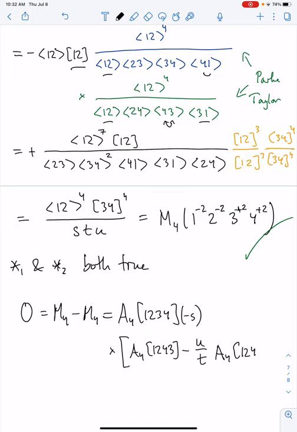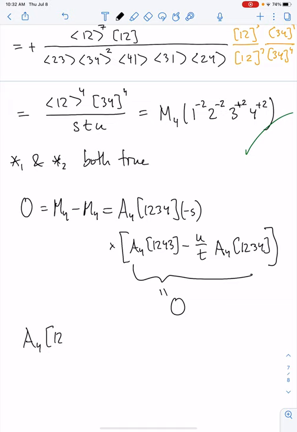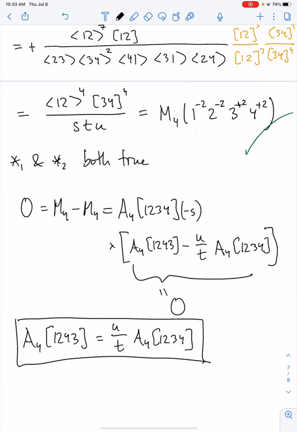So in order for this to be true, it must be that this factor, the amplitude doesn't vanish, S doesn't vanish with generic momentum, this thing must be zero. In other words, it must be that A4(1,2,4,3) is equal to U over T times A4(1,2,3,4). Such a relation looks very non-trivial in general for color-ordered amplitudes, and it's not satisfied by any color-ordered amplitudes, but it is satisfied for Yang-Mills amplitudes.